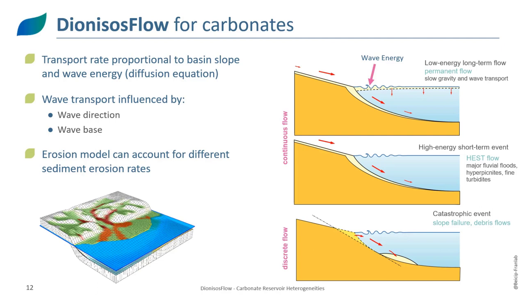For the water type transport, this is only relevant if we have a mixed system where we have a water source, a fluvial source coming in. And we're also able to account for catastrophic events and slope failure and debris flows, of course. In terms of erosion, we have the capacity to account for different erosion rates for different sediments, which is also important for carbonates because we know that different types of carbonates have different thresholds for initiation of erosion and erosion rates.